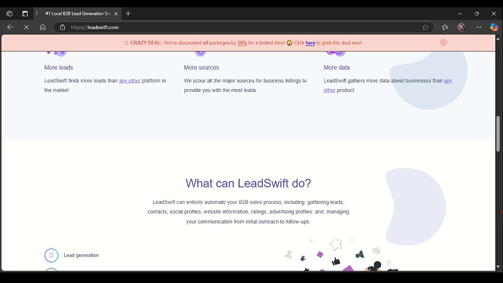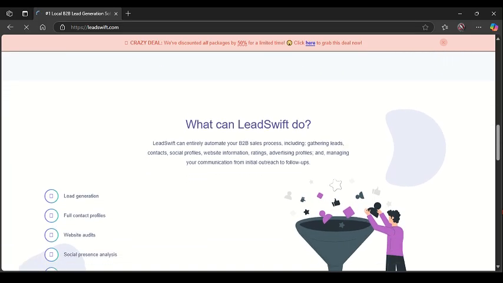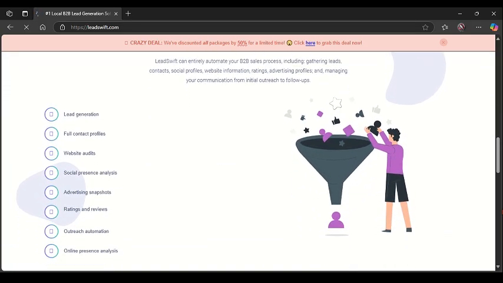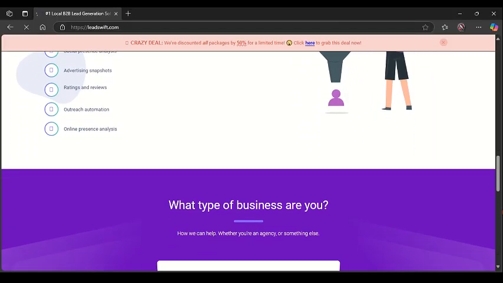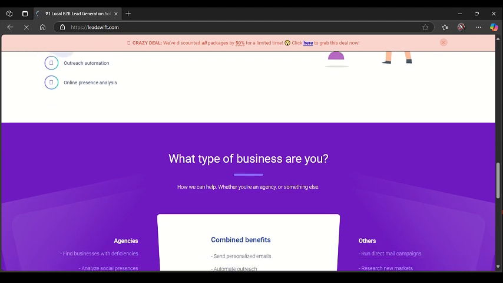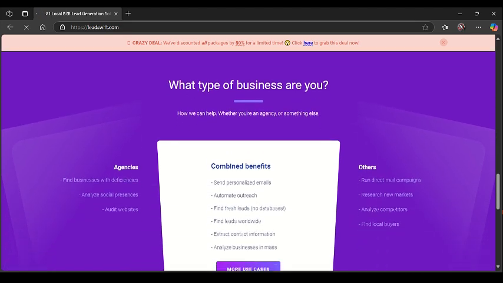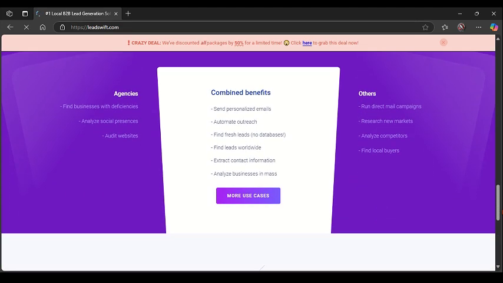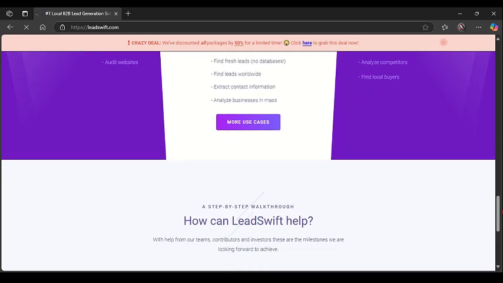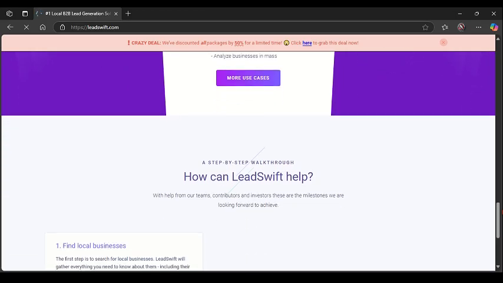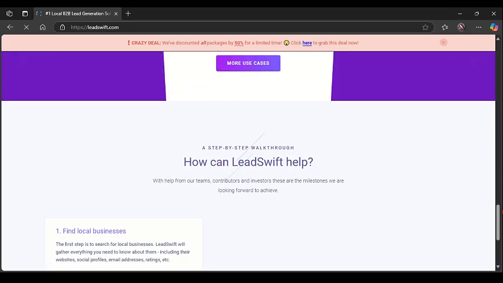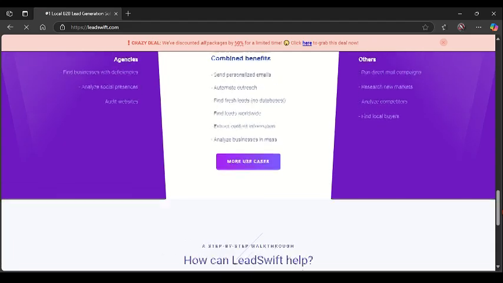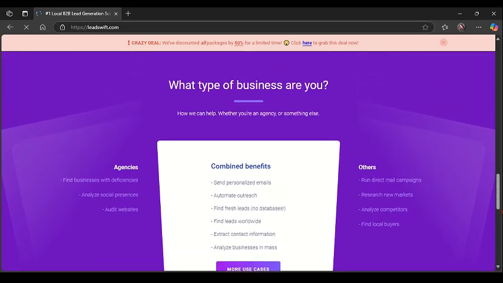LeadSwift is software designed to boost your B2B lead generation. It's a comprehensive platform that simplifies sales and advertising efforts. Imagine having the tools that help you pinpoint the right people to whom to send marketing email blasts and campaign messages. That's LeadSwift. It streamlines outreach by identifying potential clients and ensuring your website attracts experimental visitors.